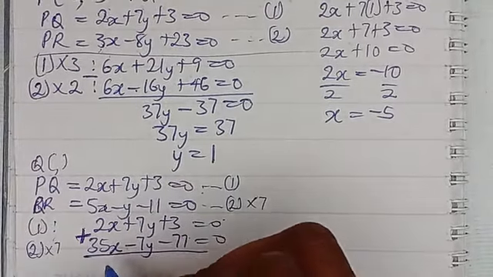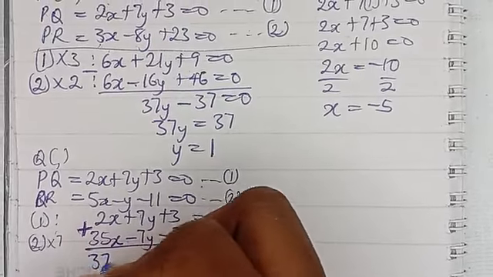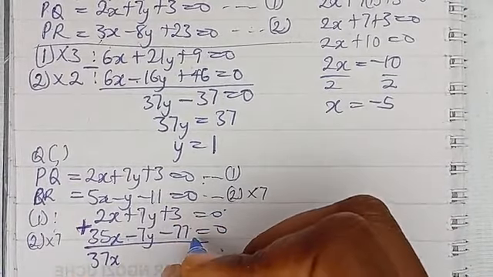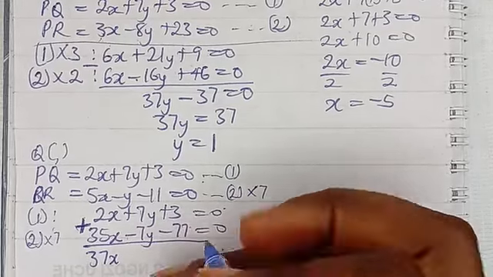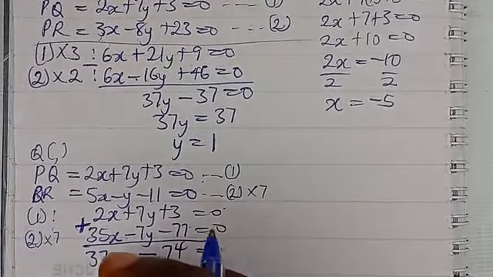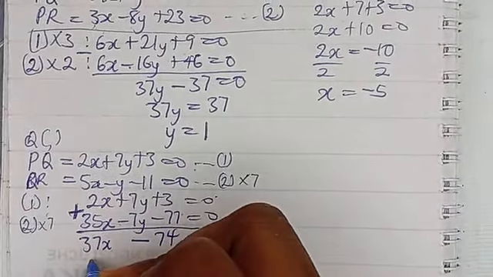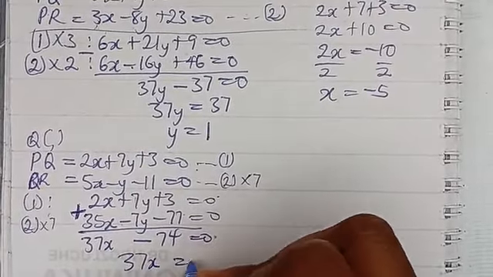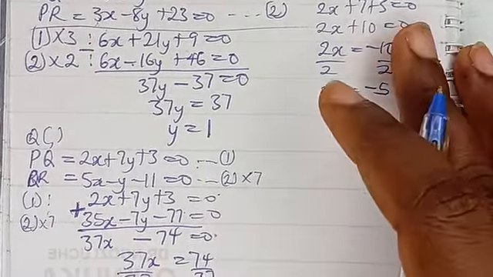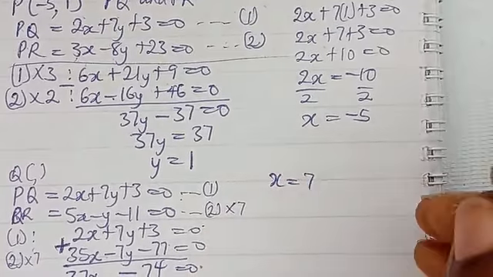So let us add up the two equations. 2x plus 35x gives us 37x. Then 3 plus minus 77, that is 3 minus 77, is negative 74, equal to 0. Now let's send this across. We have that 37x is equal to 74. We divide both sides by 37 so that x is equal to 2. So let's have it here. x is equal to 2.